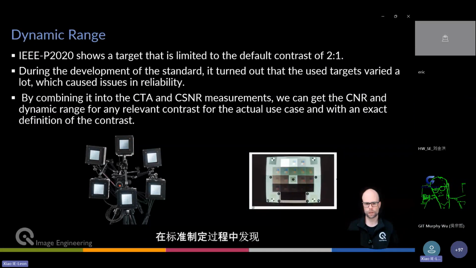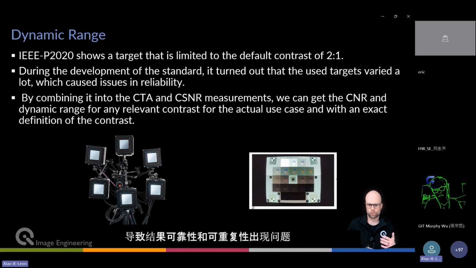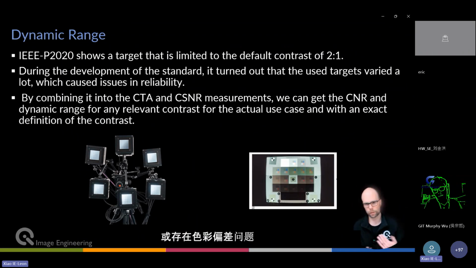And during the development of the standard, it turned out that the targets used were varying a lot, which caused issues in the reliability and repeatability of the results. So there were single patches that did not have the contrast they were supposed to have, or there were some color issues. That's why we checked how we could do it differently.